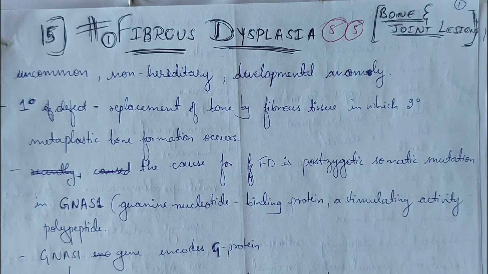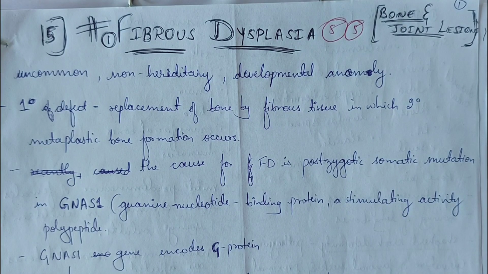Today, let's study fibrous dysplasia, which is one of the bone and joint lesions. It is usually asked for 5 marks. It is mostly an uncommon, non-hereditary and developmental anomaly. Its primary defect, as the name tells, is that the bone gets replaced by fibrous tissue in which secondary metaplastic bone formation occurs.